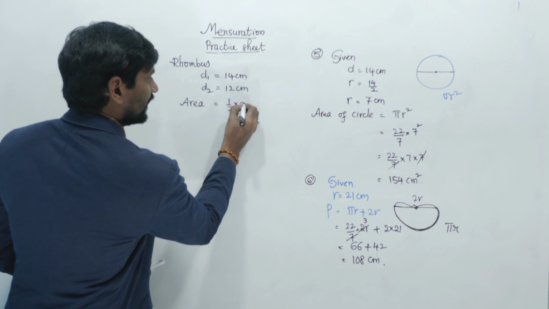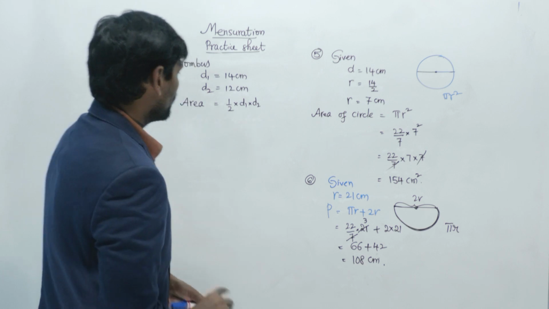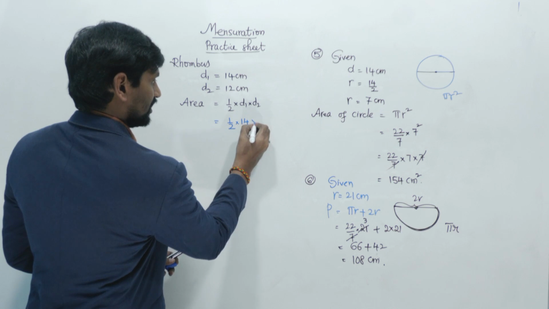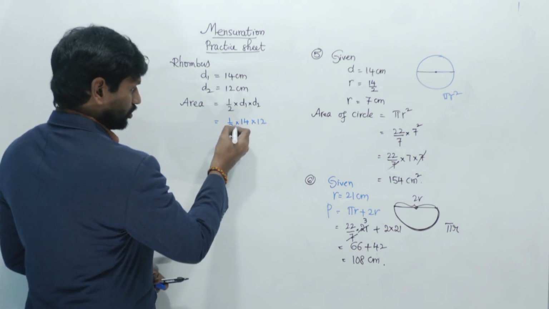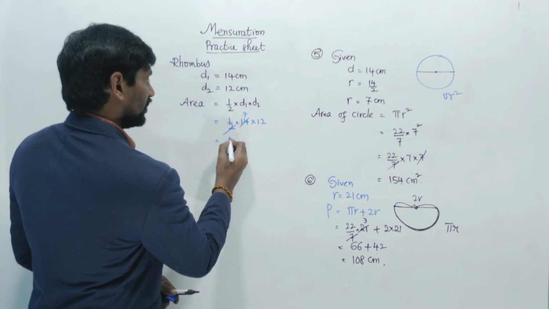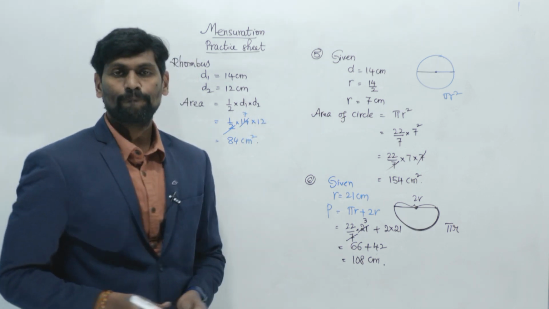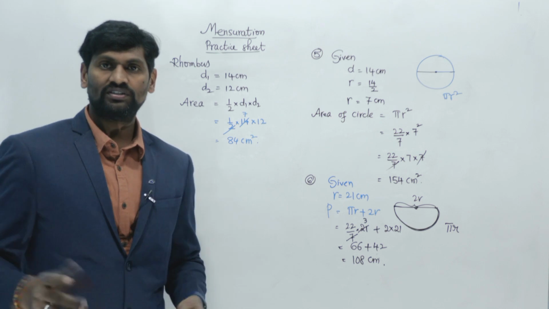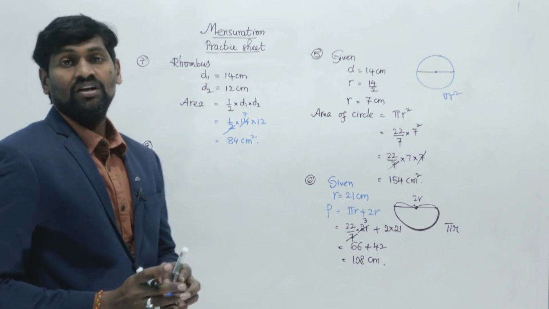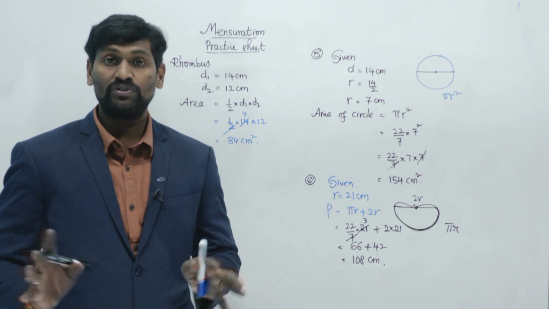Area is half D1 into D2. Okay? Area of rhombus is equal to half, D1 value is 14 and D2 value is 12. Now 2 sevens are 14, 7 times, what is remaining? 7 into 12, 7 12s are 84. Done. 84 centimeter square. Just a formula used. So you can identify how important the formulas are by solving the problems in this mensuration topic.